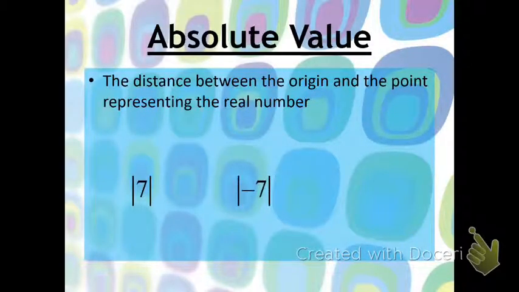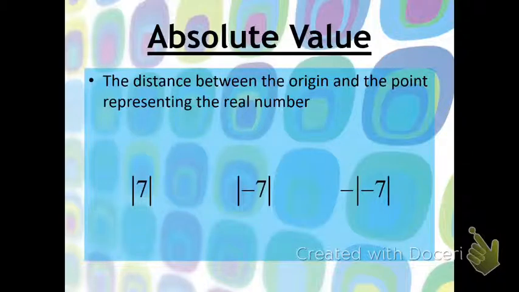Whereas the absolute value of -7 would still be 7, because -7 is still 7 units away from 0 on the number line. It's just 7 units to the left instead of to the right. So the absolute value of +7 is +7, and the absolute value of -7 is also +7.